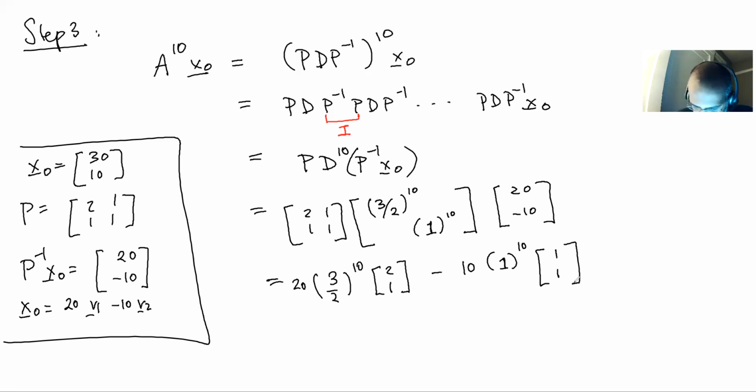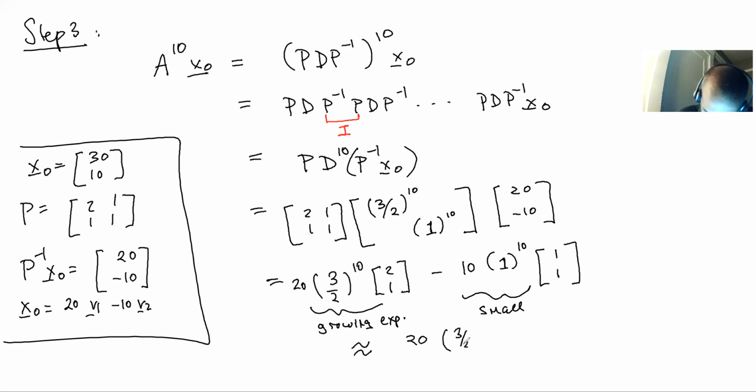And that's the answer. But without even writing it out, I can tell a lot of interesting things about this, right? This term is blowing up exponentially. This term is going to be huge. 3 halves to the 10 is some large number. This is just staying at 1, right? So this term is, well, small. And this is growing exponentially. So after a long time, this is going to be dominated by the first term. And that allows me to answer question 1 and question 2.